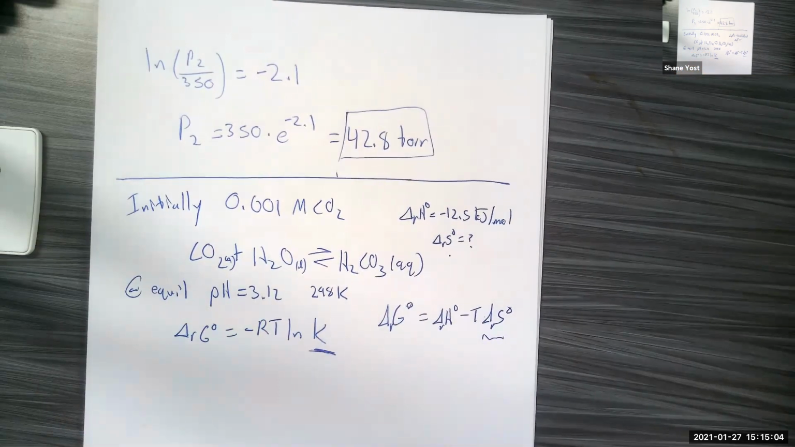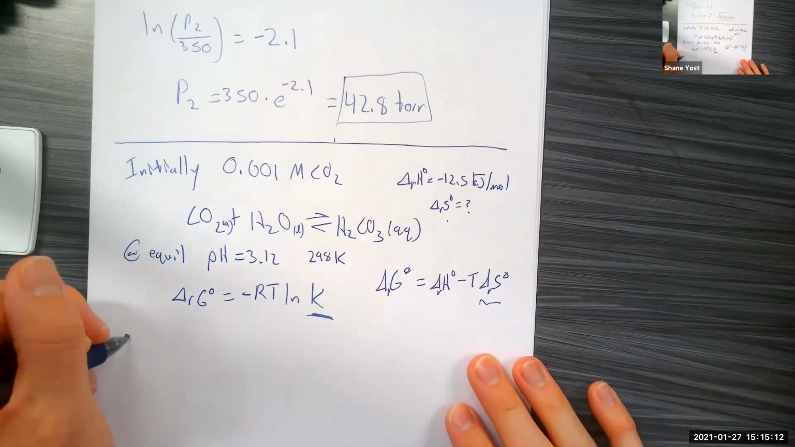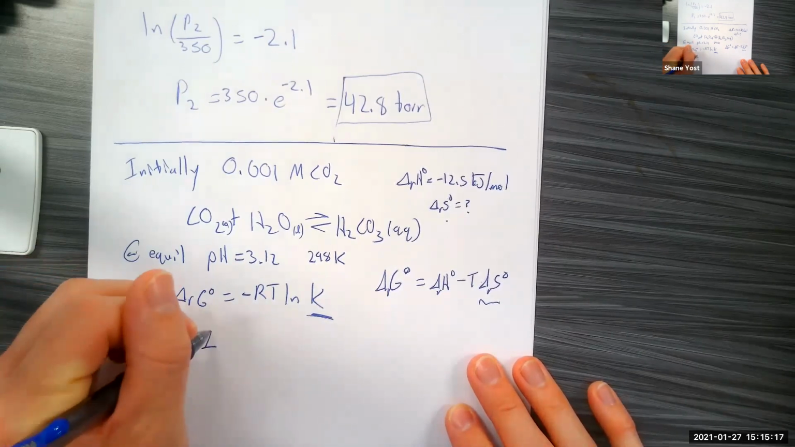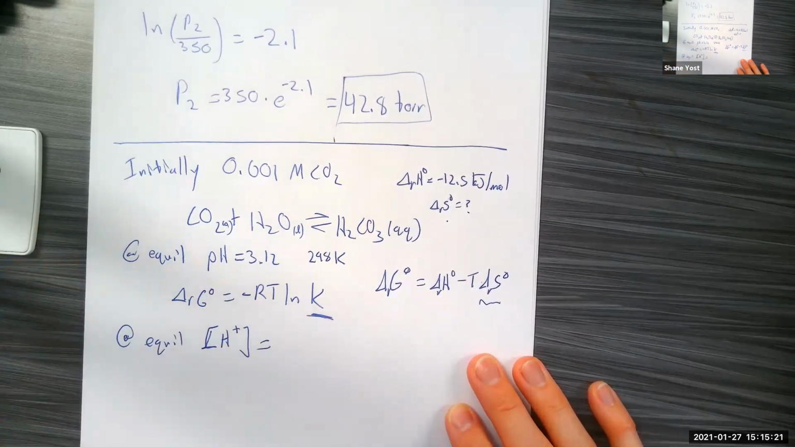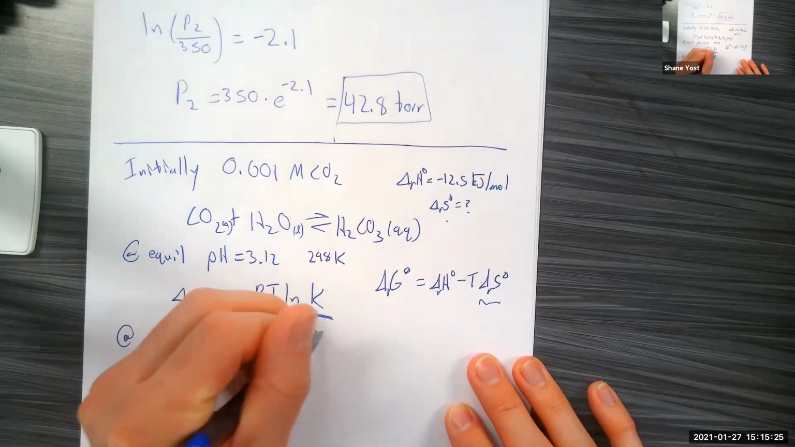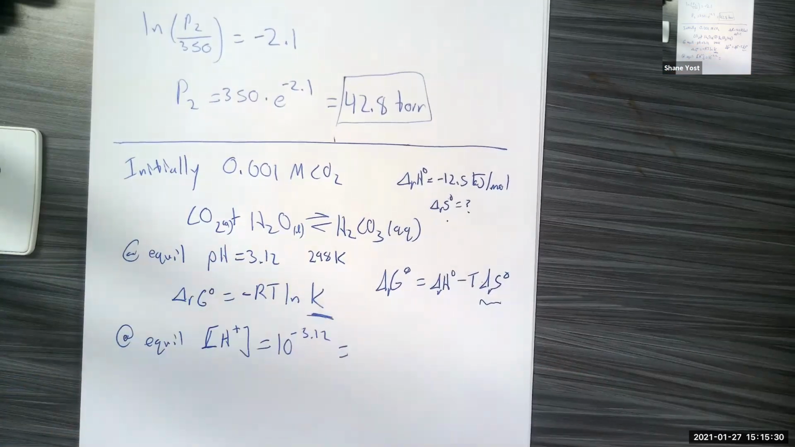Well, we're told at equilibrium the pH is 3.12. Which means at equilibrium, the concentration of H plus is going to equal 10 to the minus 3.12, 10 to the minus pH. Which is what?